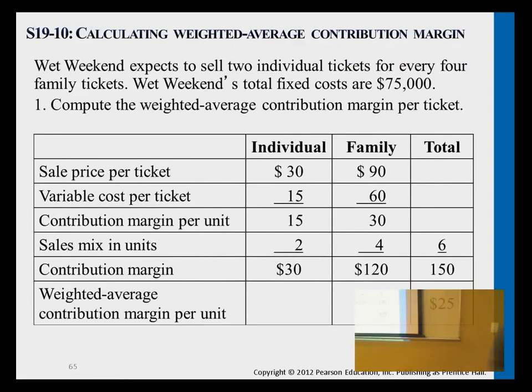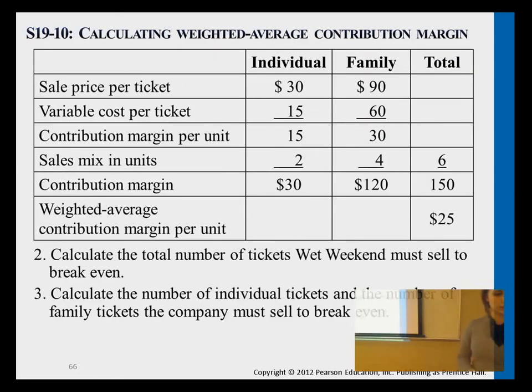So we computed the weighted average. Now the next part, we're going to calculate the total number of tickets, right? So we'll keep this table here, but let's calculate the total number of tickets the weekend must sell to break even. What are we going to do? So is it just the fixed cost divided by the 25? And what is this fixed cost? 75,000. That's right. Good job.